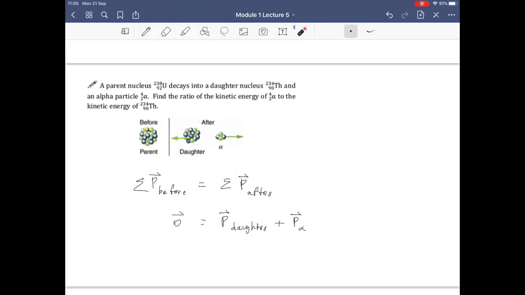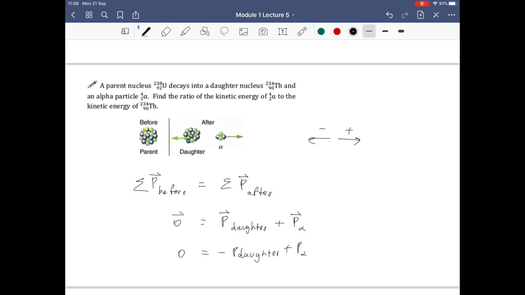This sigma sign means that you always add two vectors together. Okay, but because this is the motion in one dimension, instead of writing it as a vector, you can write it down in terms of scalar, but use notation plus or minus to determine the sign. Now if I say that going to the right is plus, going to the left is minus, then what we have here is just 0 equals to minus p daughter plus p alpha. Okay, this is in terms of the magnitude of the momentum. All right.